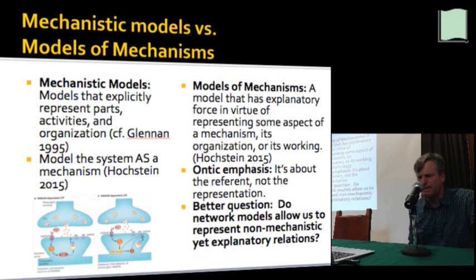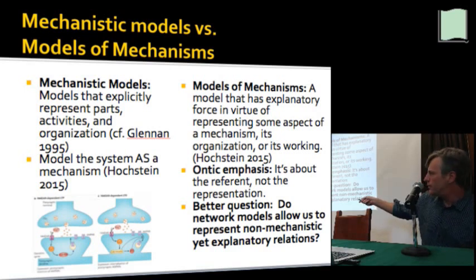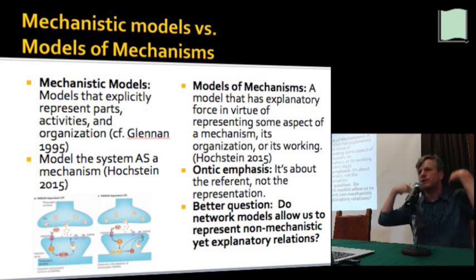Mechanistic models are models that explicitly represent the entities, the activities, and the organizational features of a mechanism. So here, for example, there are two different models of NMDA-dependent long-term potentiation. I guess this is a model of long-term depression in cells. And we represent the entities quite explicitly, and we use arrows to represent their causal interactions with one another, and we show how they all interact with one another. That is, we model the mechanism by explicitly representing its parts and explicitly representing their interactions with one another. That's a mechanistic model in the sense that it models something as a mechanism.